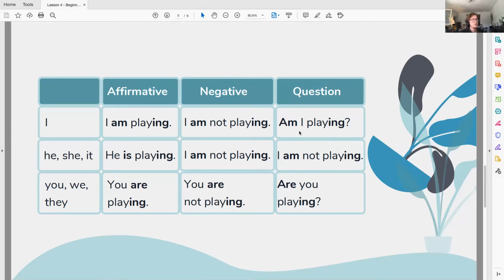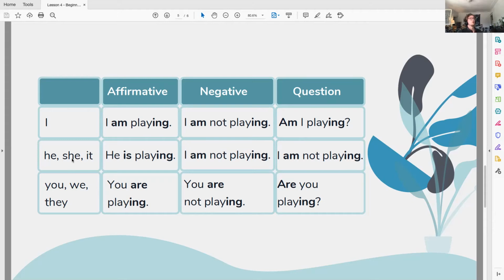And then to turn it into a question, you just add the verb tense first, and then the subject, and then the activity. And so you would say, am I playing? By switching the am and the I, you immediately turn it into a question. It's really quite simple.